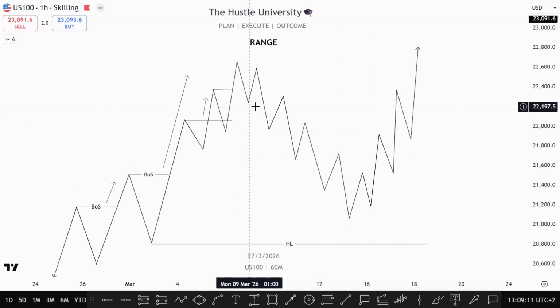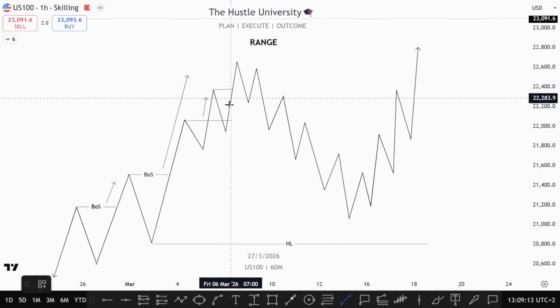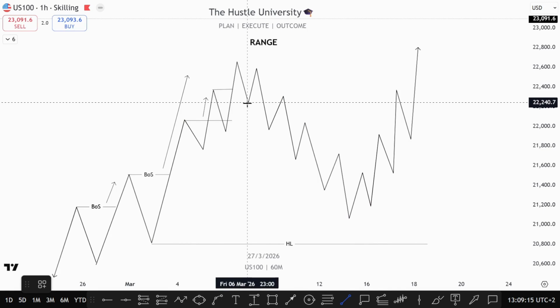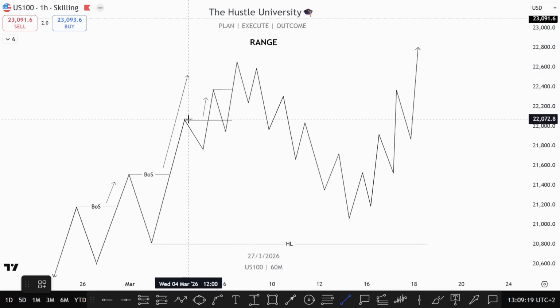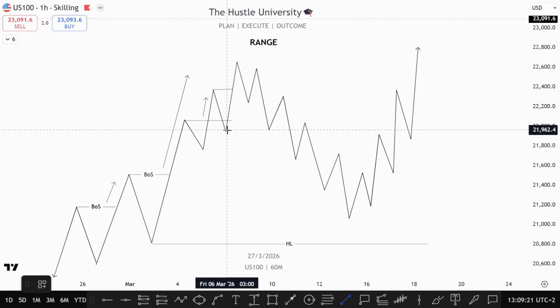So price starts to come, and the minute we start to see price breaking the highs and lows, the reason being, we see price make a higher high, higher high, higher low, higher high, higher high, higher low on the internal, and then make a higher high, right?